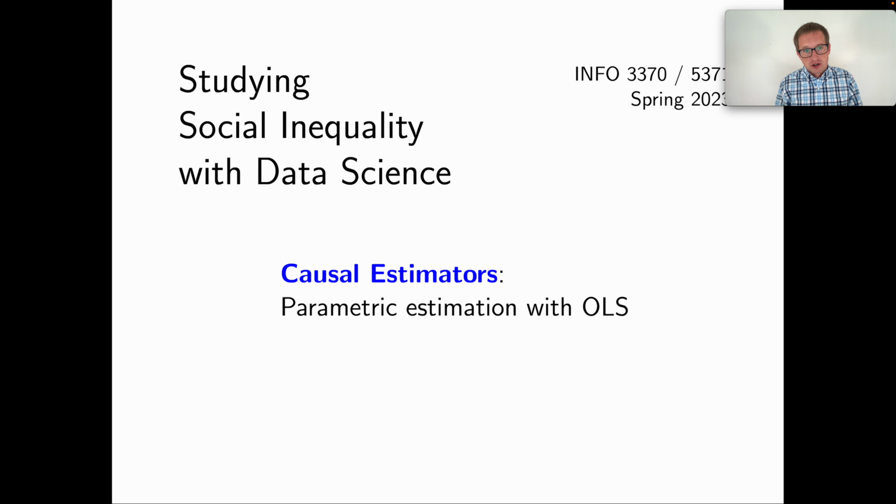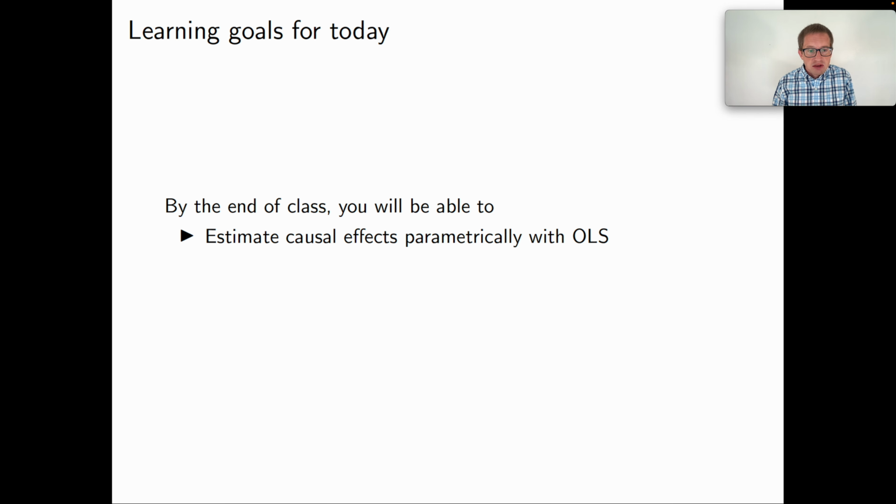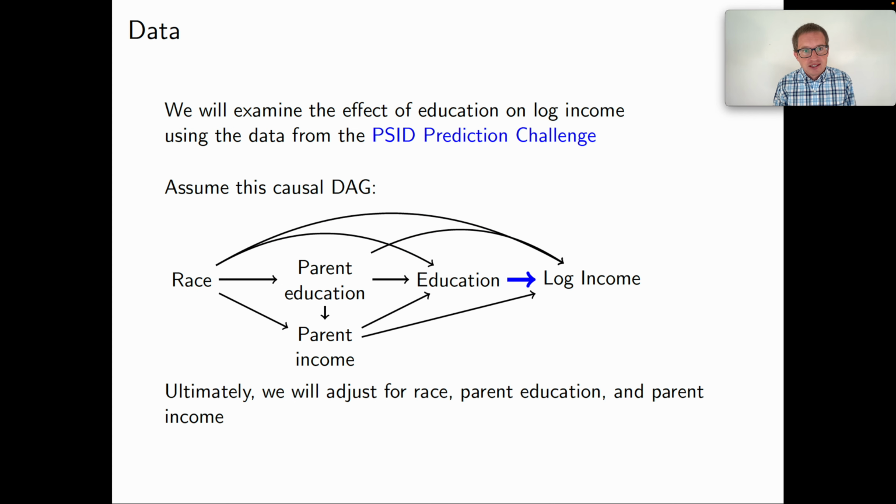We recently covered non-parametric causal estimation, where we take subgroups of the population defined by the confounders, look at differences in outcomes across the measured treatment values, and then aggregate across those subgroups to make a population-level average causal effect claim. Today we'll move on to discuss estimation with a model, focusing on ordinary least squares as an example case. Today, our goal is to learn how to estimate causal effects parametrically using OLS.